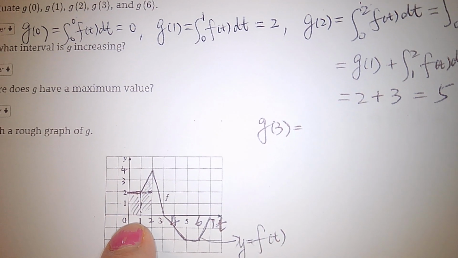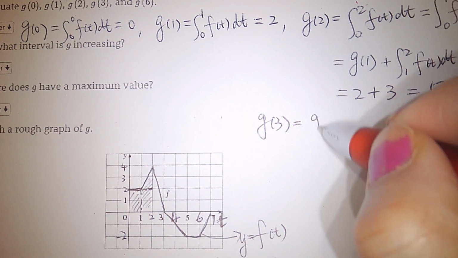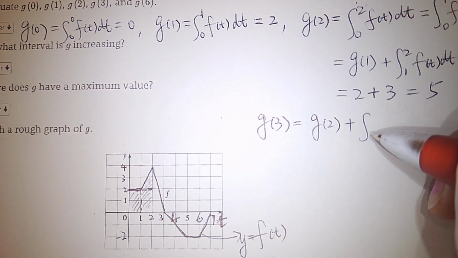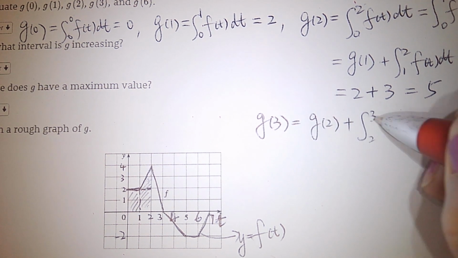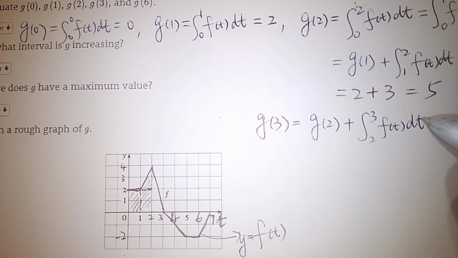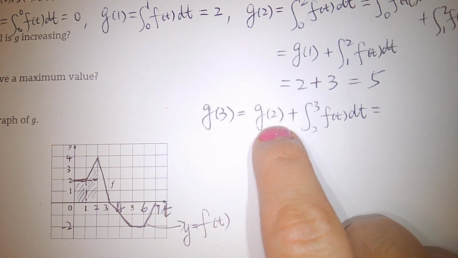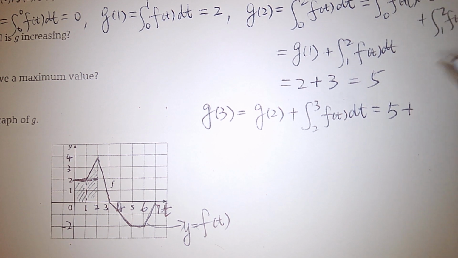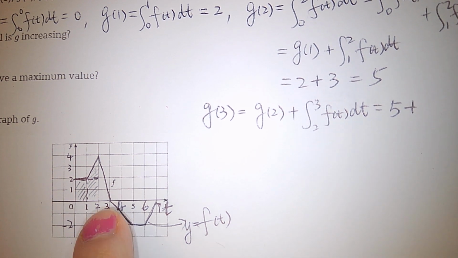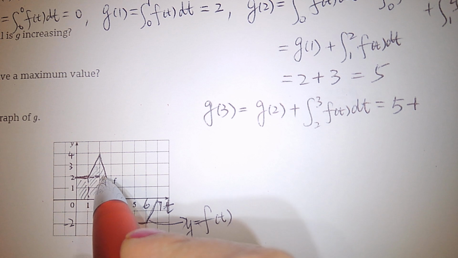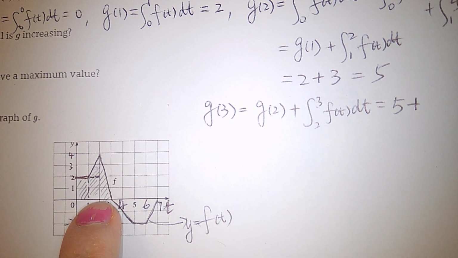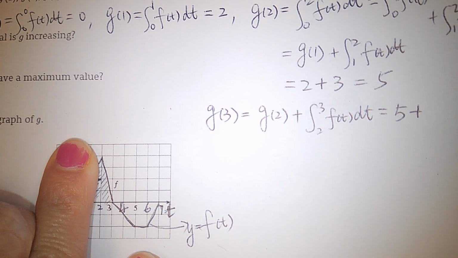We already know the G of 2, right? We only need to add up from 2 to 3 of f(t) dt, right? So what is G of 2? 5. The integral from 2 to 3 of f(t) dt, which is what? This shaded region, right?